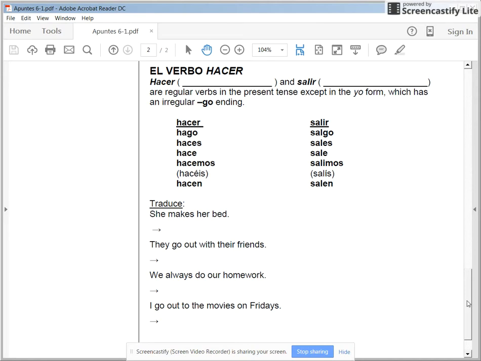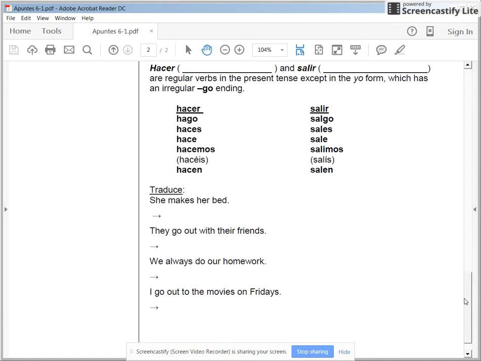So now I ask you to simply translate the remaining sentences to español. So go ahead and get started with that. Hit pause, and then we'll check our work once you're done. She makes her bed should read, ella hace su cama. They go out with their friends should read, ellos salen con sus amigos, or amigas if you want them all girls.